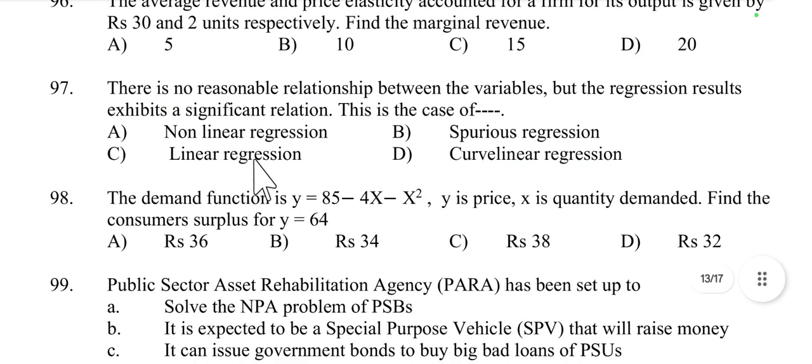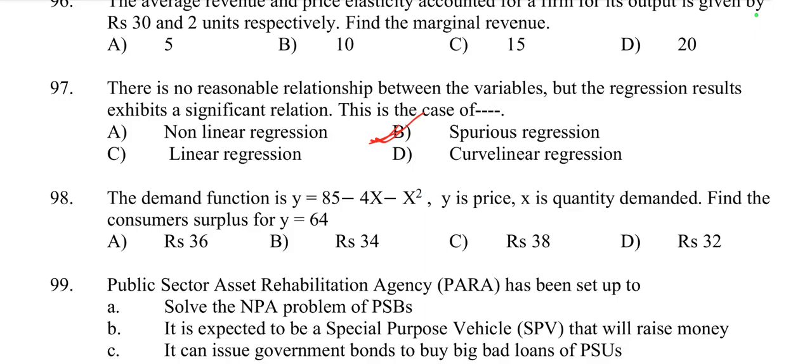Then question number 97. There is no reasonable relationship between the variables, but the regression results exhibit a significant relation. So is this the case of non-linear regression, spurious regression, linear regression, or curvilinear regression? This is the case of spurious regression. So what is spurious regression?